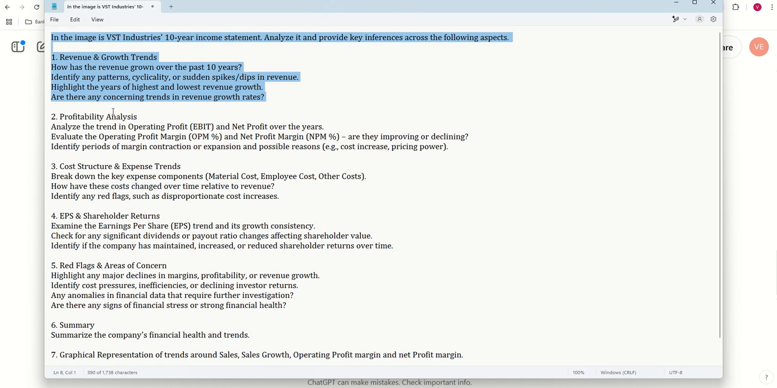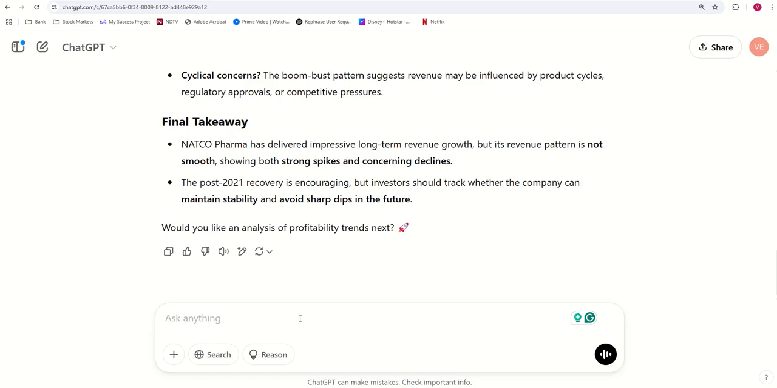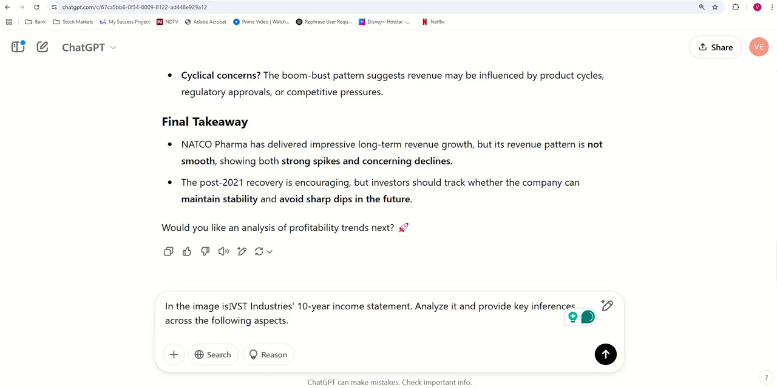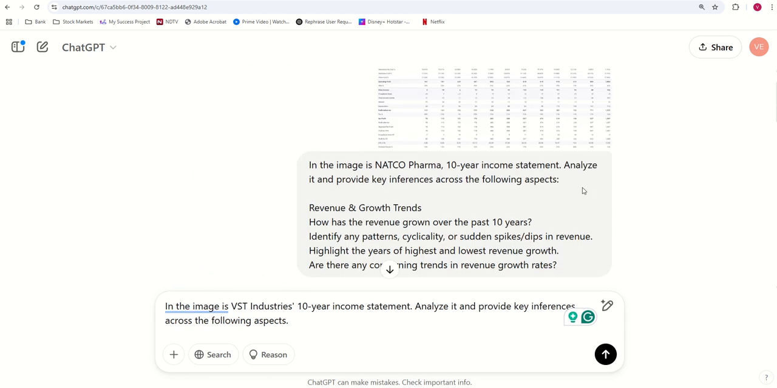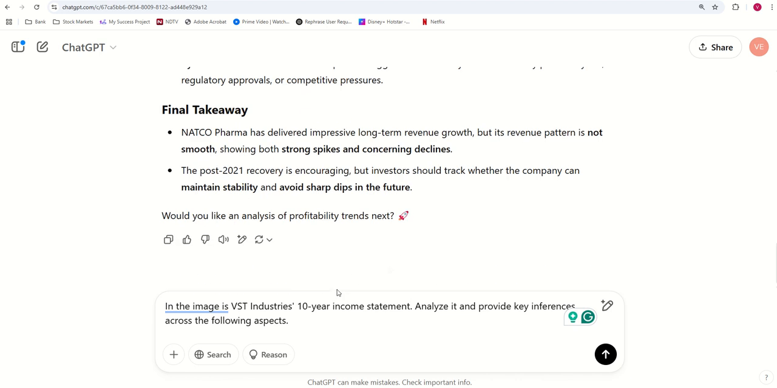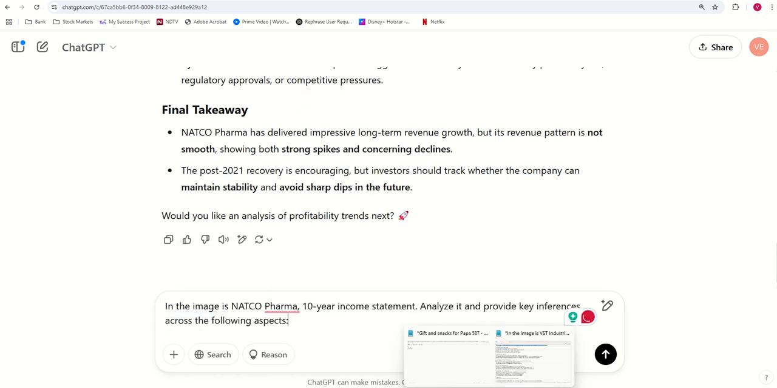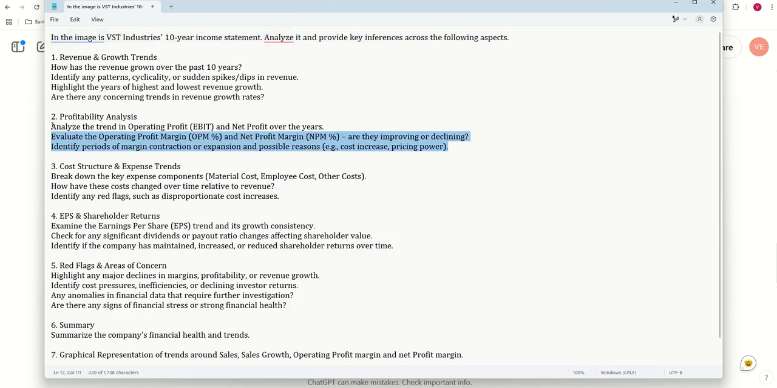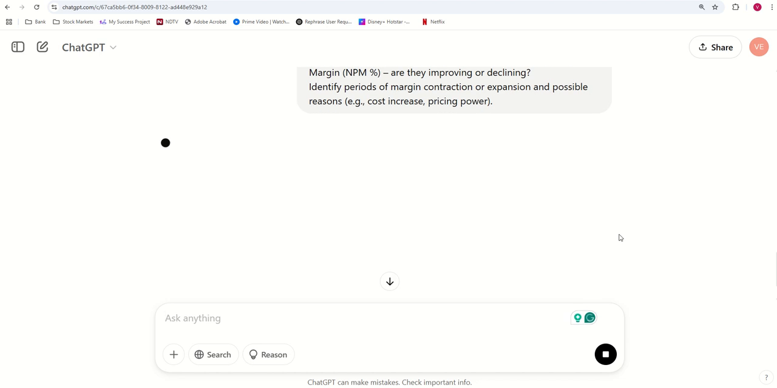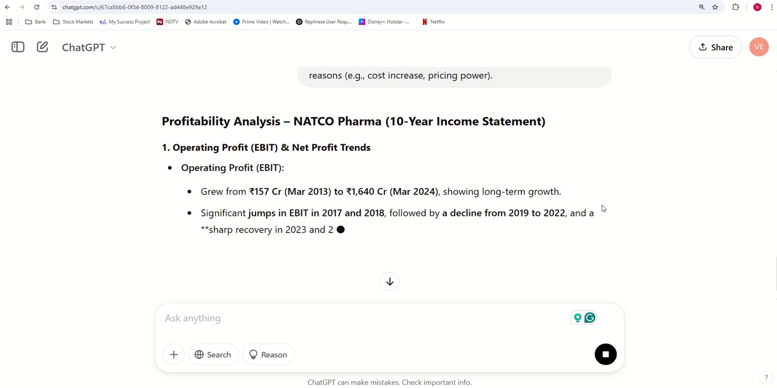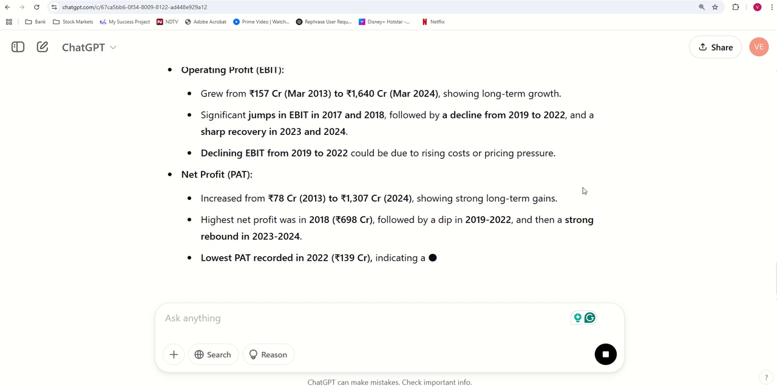Which anyway is my agenda. Yes, analysis of profitability trends is my agenda, but still I don't want to do it that way. I want to give my structured prompt. So I am giving that prompt. One minute. I'll pick up the previous prompt, Natco Pharma, and I'll be putting in the profitability analysis. Okay, now it does the profitability analysis also.